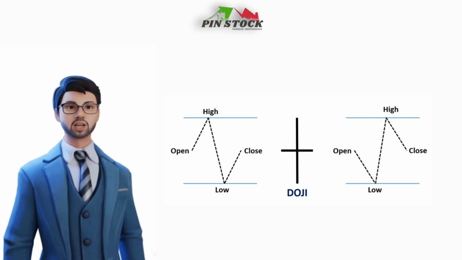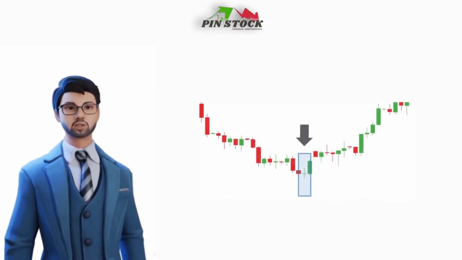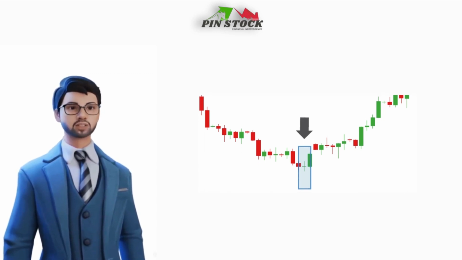Now, how do we use this in our trading journey? It's quite simple. When you spot a Doji after a trend, whether it's an uptrend or downtrend, take note. This could suggest a potential reversal. The market might be about to change direction. But remember, it's merely a suggestion. It's crucial to consider other indicators and factors before making your move. So keep your eyes peeled for this little cross on your chart. Remember, when a Doji appears after a trend, it suggests a potential reversal.